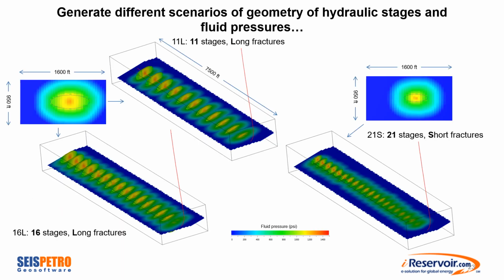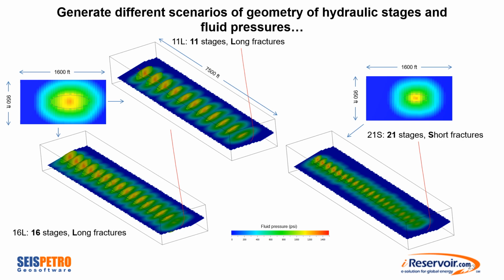So here's an example. We generate different scenarios of geometries of hydraulic stages and fluid pressures. The different cases consist of 11 long hydraulic stages, 16 long hydraulic stages, and 21 short hydraulic stages. For the long and short stages, we assume different pressure decay functions inside and outside the hydraulic fractures. Once we generate these scenarios of hydraulic fractures and pressures, we pass them through the workflow I explained before, and we end up with volumes of flow parameters for each of them.